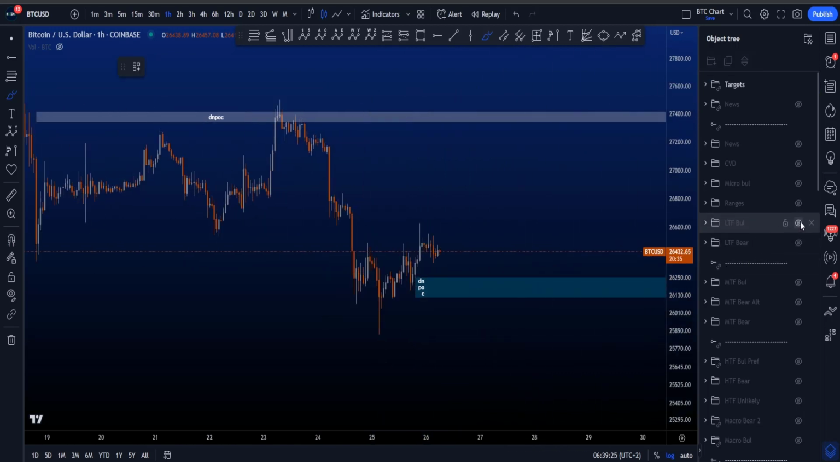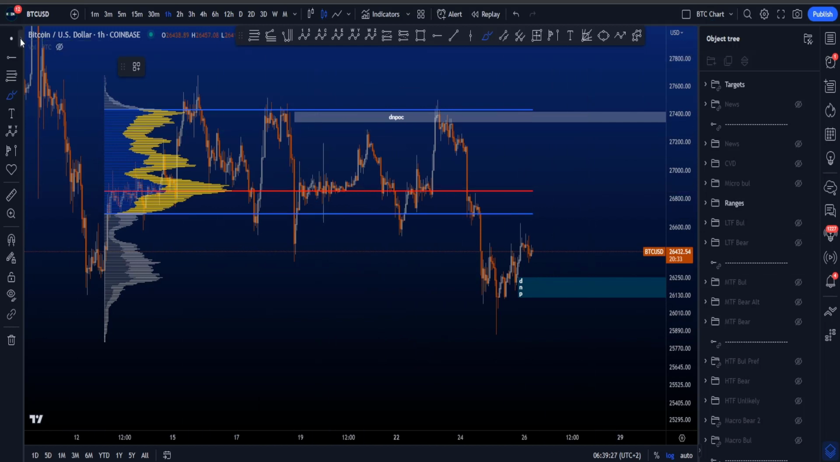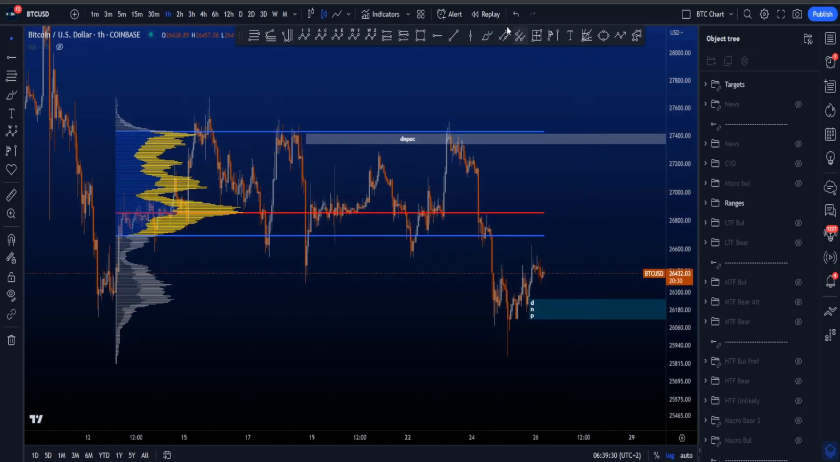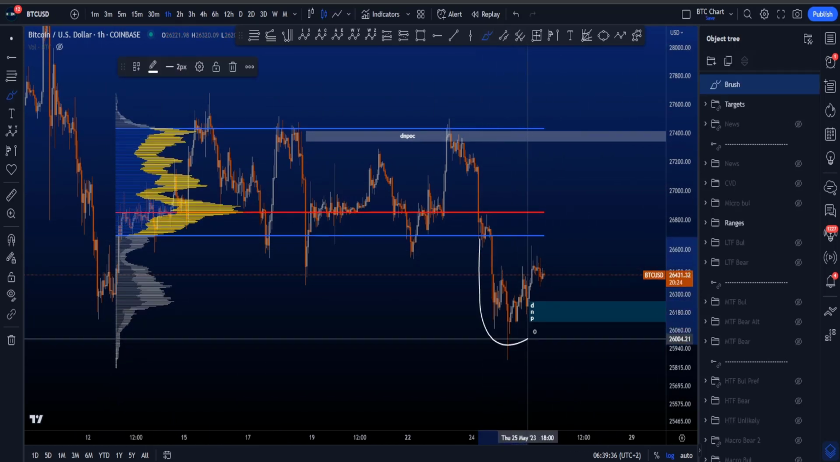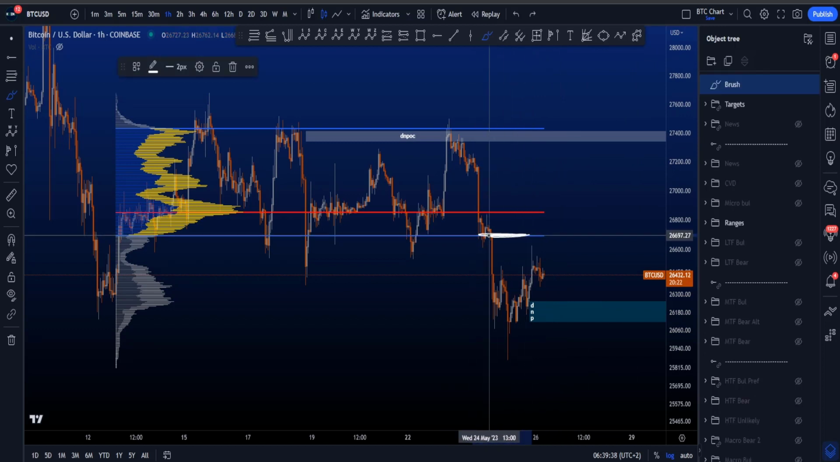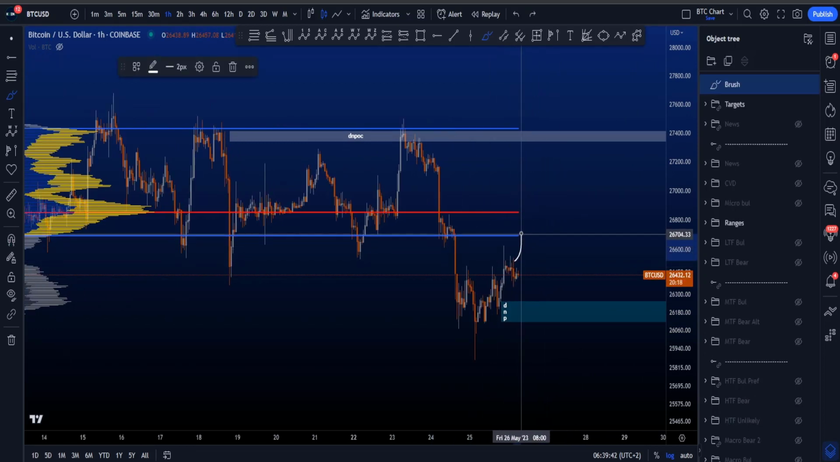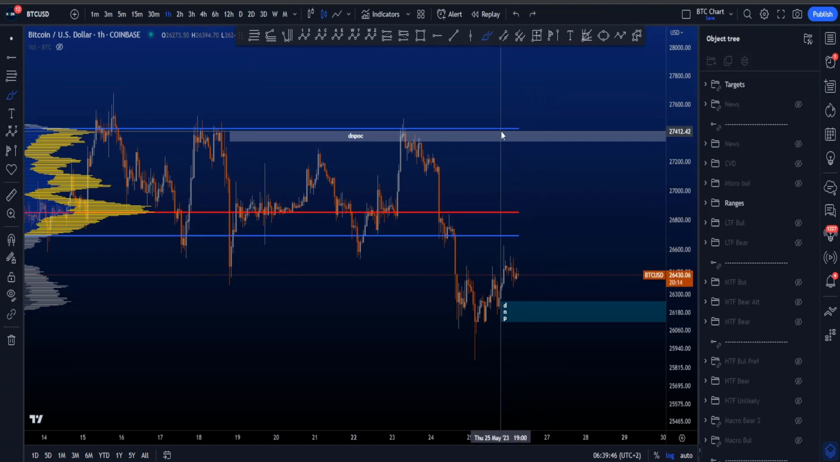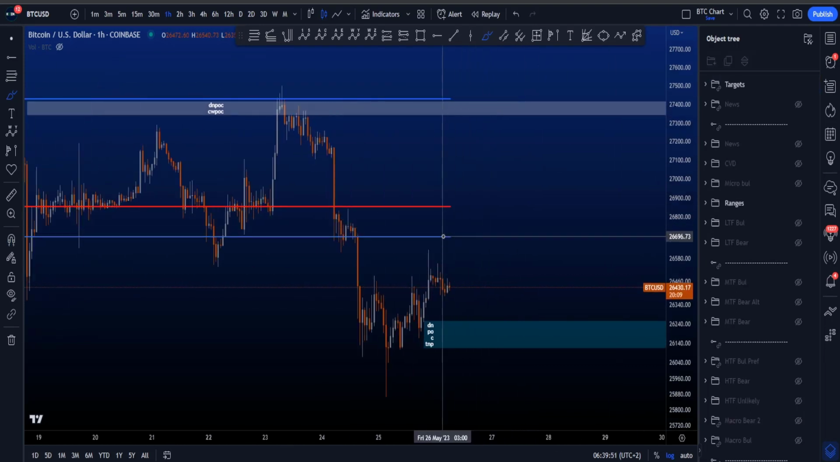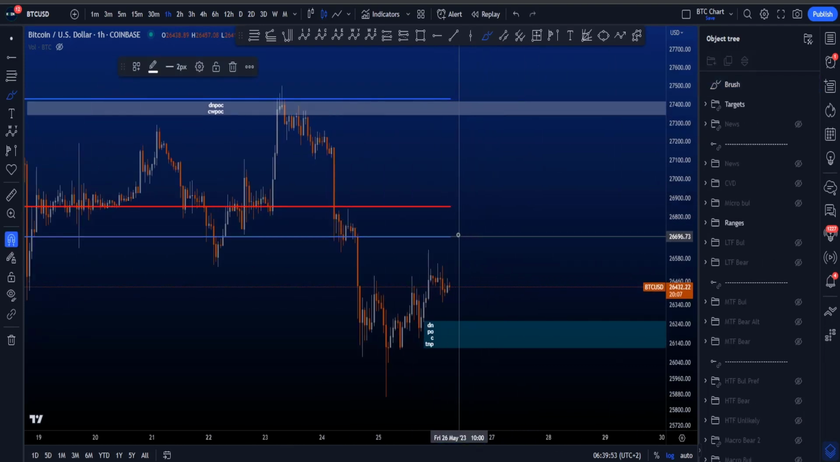Something else that I'd like to show you in this video is the range that we've been in. If I pull a range profile from basically the beginning of this range, the low that was made over here, to where we are right now, you can see that we are below the range value area low, which is the blue line over here. But what is interesting is that if price can manage to get above this range value area low, the probabilities of going to the range value area high are very, very high. So therefore it is important for price to go above this blue line.